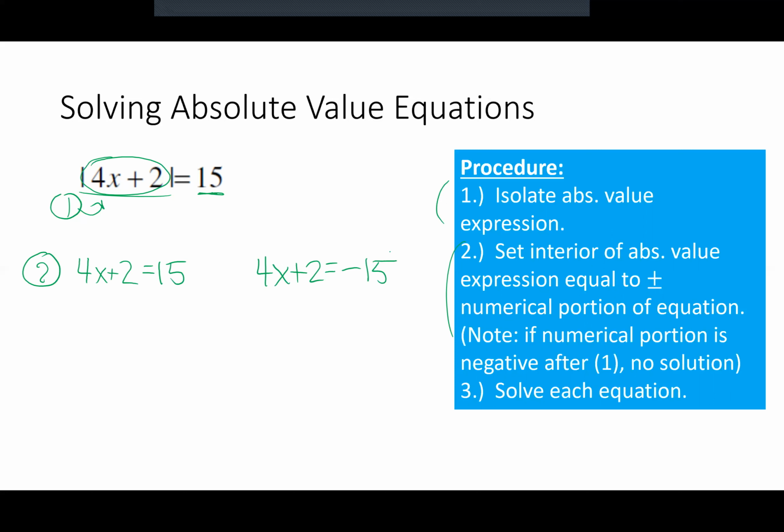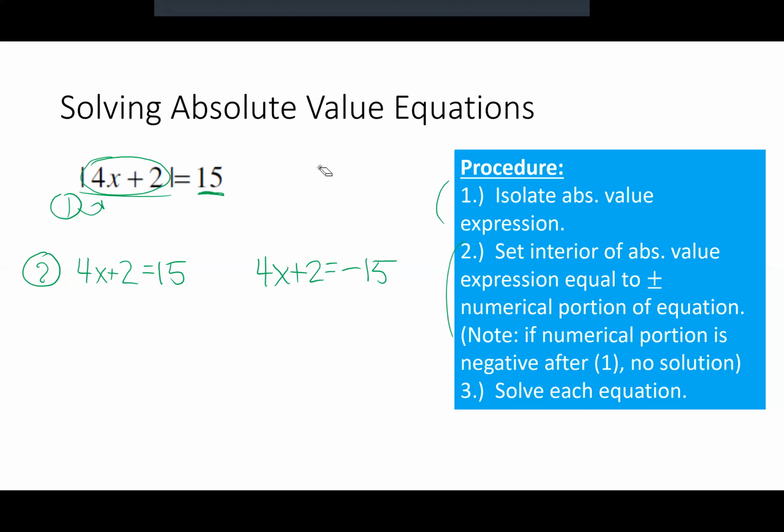What I'm really saying is 4x plus 2 lives 15 units away from 0. So here's 0, and 4x plus 2 lives at negative 15 and at 15. So what I've done is I've written 2 equations to model that relationship. Okay, that's just where it comes from.